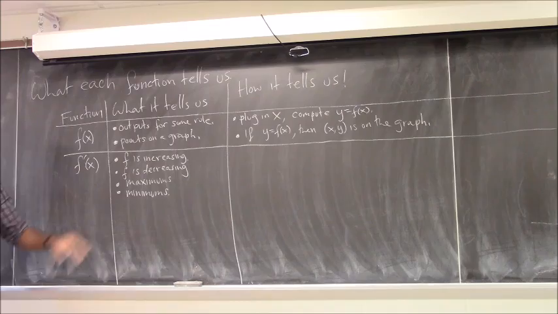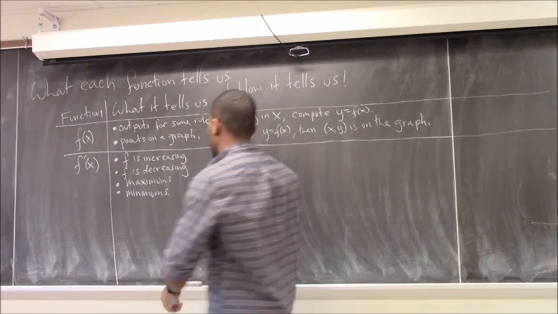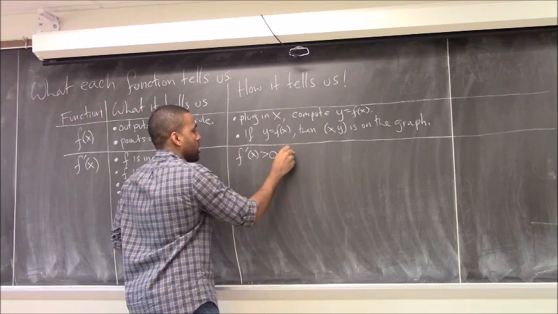Now, how does it tell us these things? How do we know when something is increasing or decreasing, or there's a maximum or minimum? Well, if we can find where f prime is positive, that means the function is increasing.